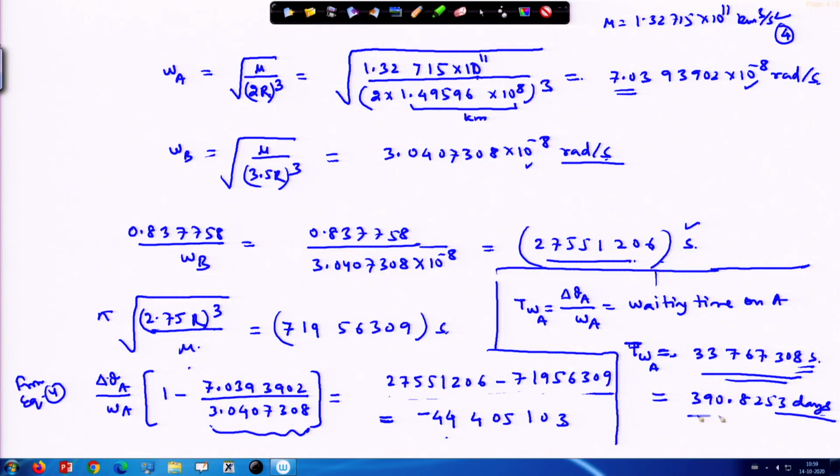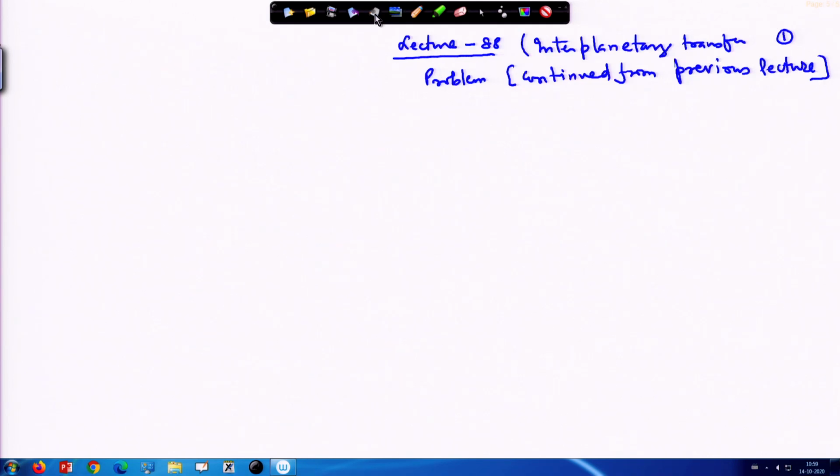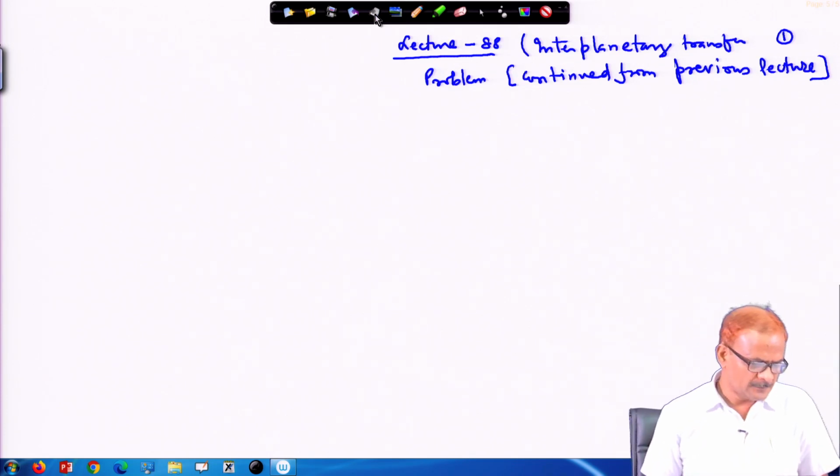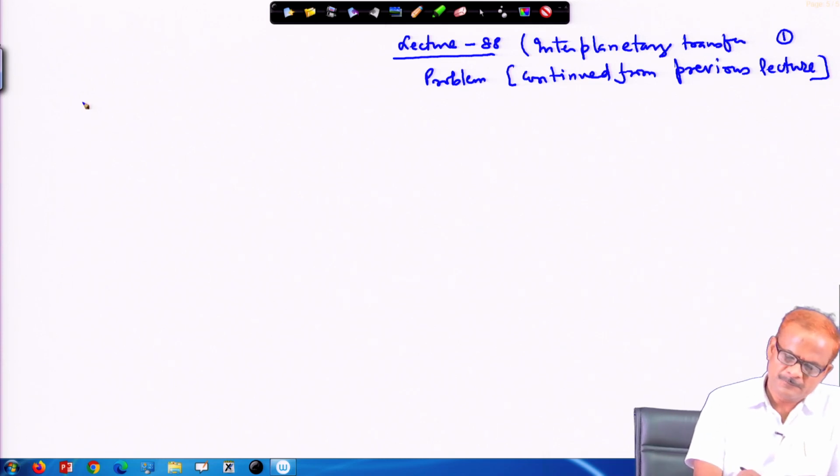to lecture 88. So, we have been discussing one problem on interplanetary transfer, and there we were looking into the Hohmann transfer, and we found that the astronomer on asteroid A has to wait for 390.8253 days. Now, we have to calculate also the time that it will take to go from.